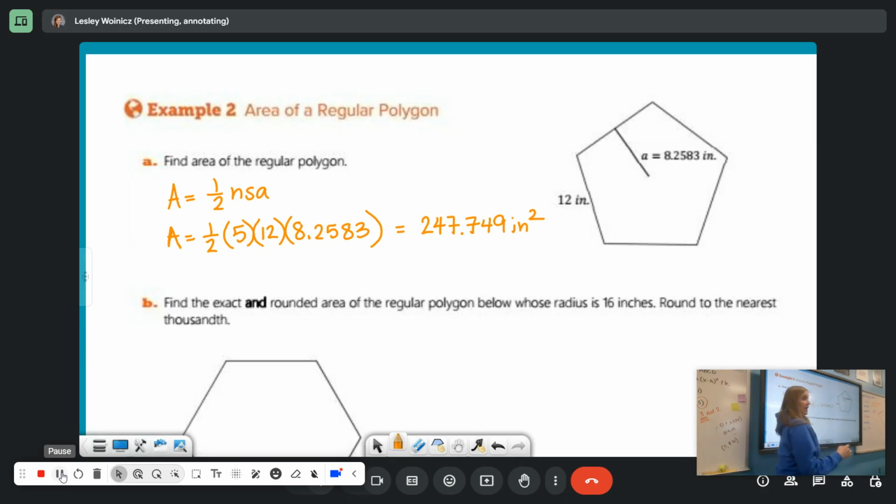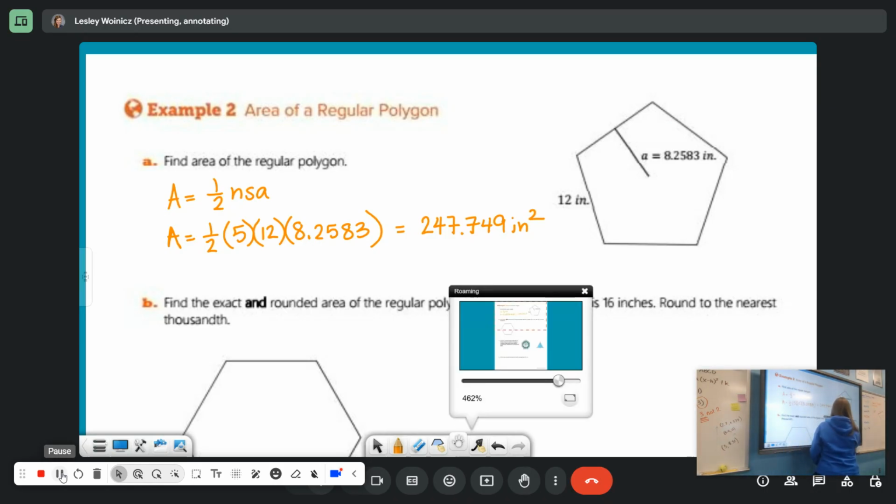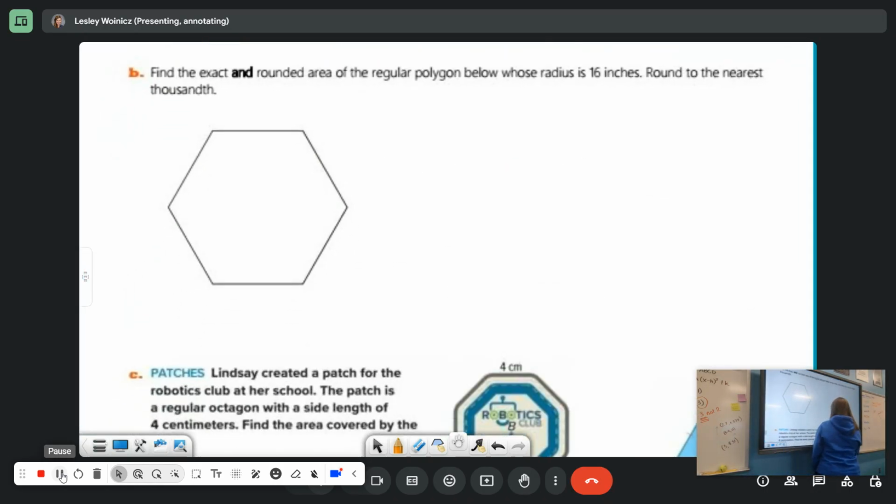Okay. So sometimes the math gods smile on us and they just tell us the apothem and the side, and we just plug them into the formula with the number of sides. And all is good in the world. Sometimes, because the math gods can be fickle, we don't have all of that information. So here we have a hexagon, and they're telling us that the radius is 16. Where should I put the radius? Going from the center to a vertex. So here's my 16.